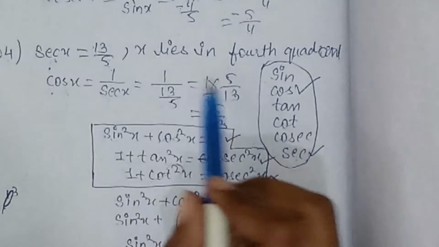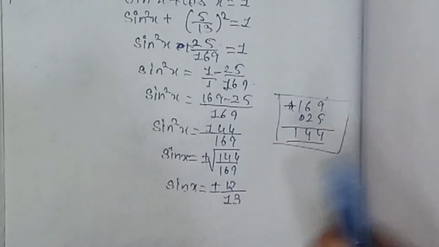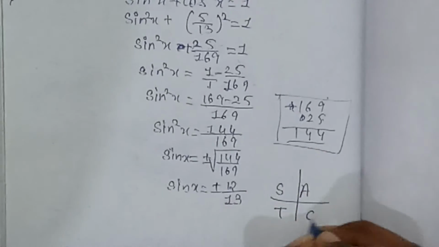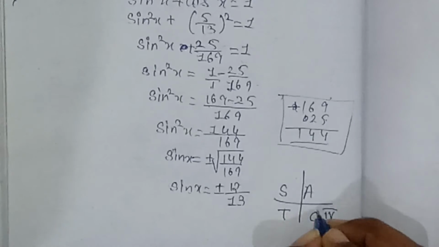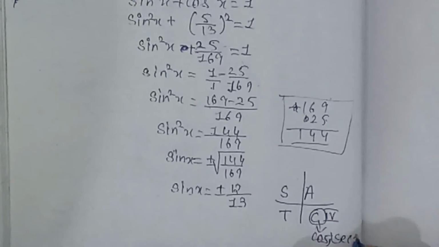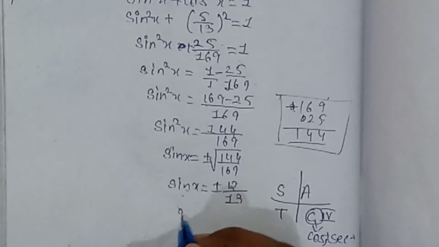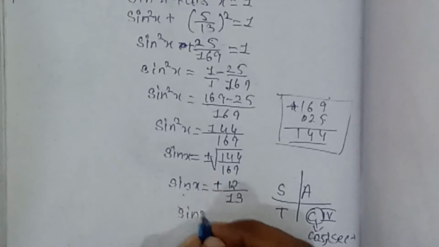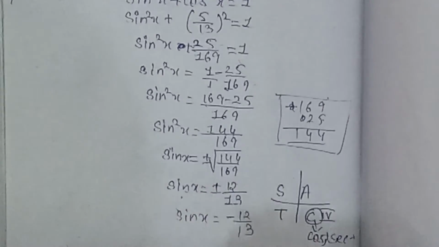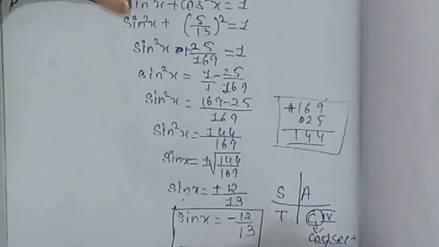In the question they have given that x lies in the fourth quadrant. What is the fourth quadrant? Again I'm going to draw it over here. All silver teacups. The fourth quadrant is this. In this only cos and secant are positive; all others are negative. So sine will not be positive. So the value of sine is minus 12 by 13. So we got the value of sine also. Just tick it.